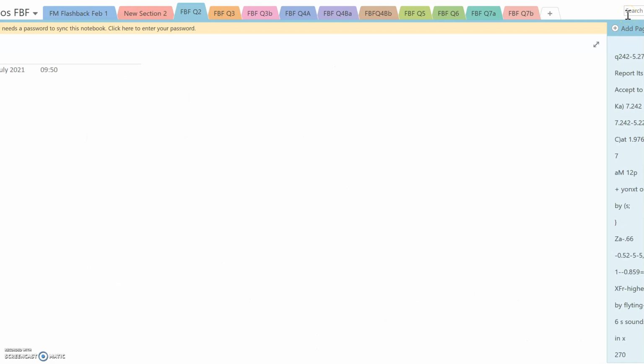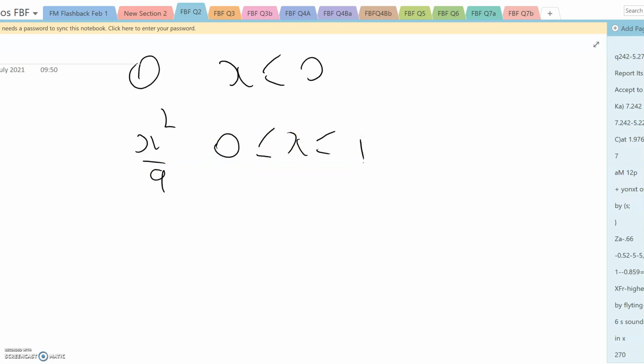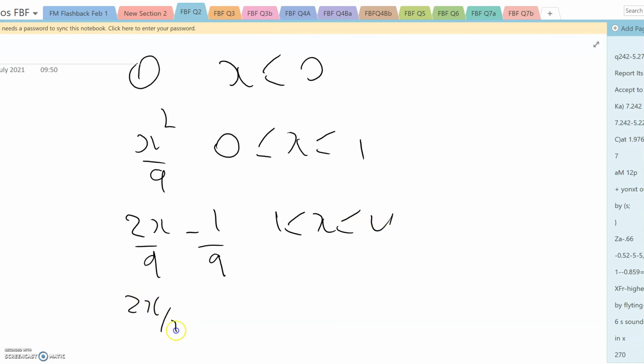so that the final answer turns out to be 0 for x less than 0, x squared over 9 if x is between 0 and 1, two ninths x minus 1/9 if x is between 1 and 4, 2/3 x minus 18x squared minus 1 if x is between 1 and 4. Beg your pardon, if x is between 4 and 6. And finally 1 if x is greater than 6.